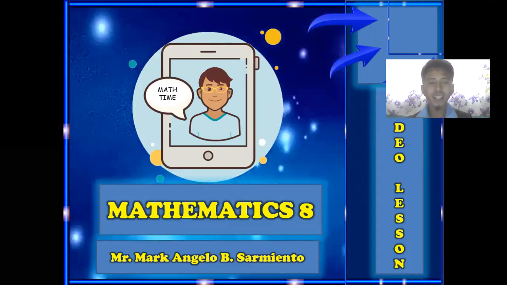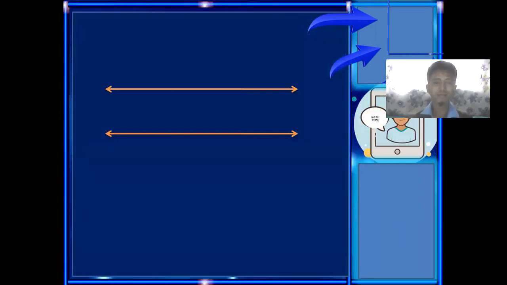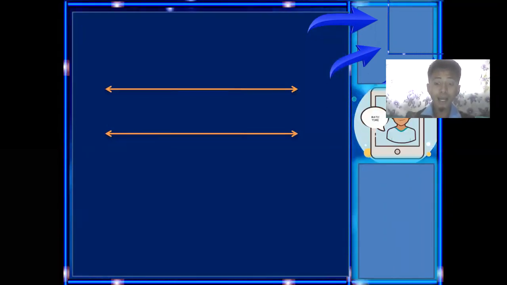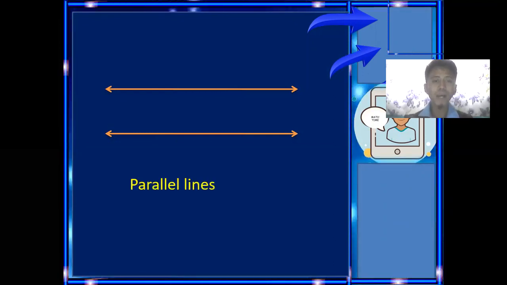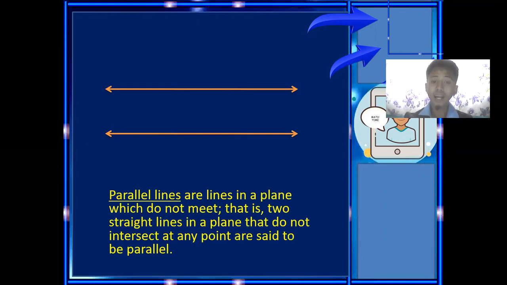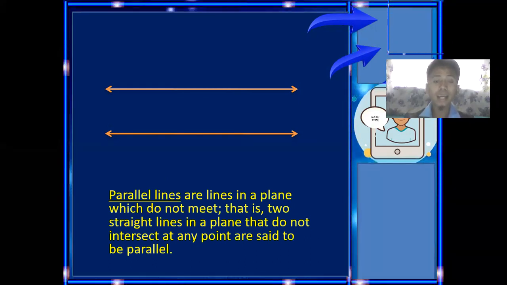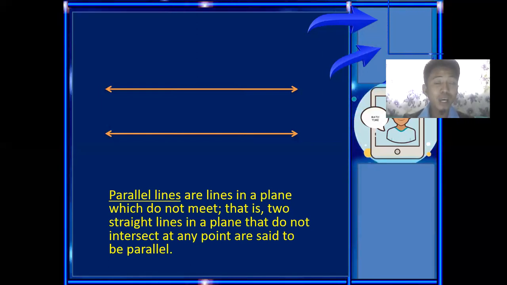So before we start, let's have this one. So what can you say about this one? Parallel lines. So what do you mean by parallel lines? Parallel lines are lines in a plane which do not meet. That is, two straight lines in a plane that do not intersect at any point are said to be parallel.